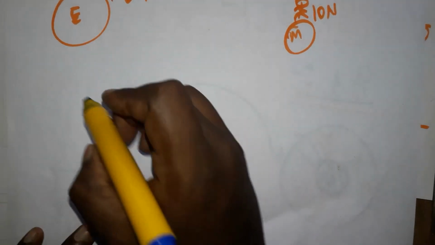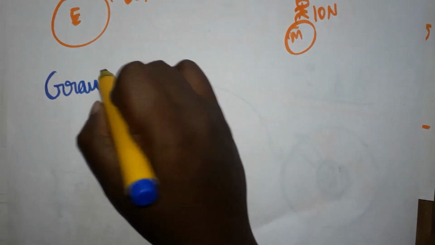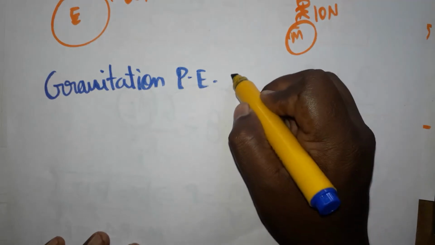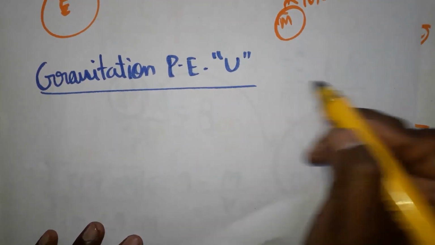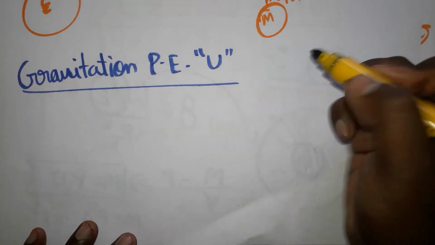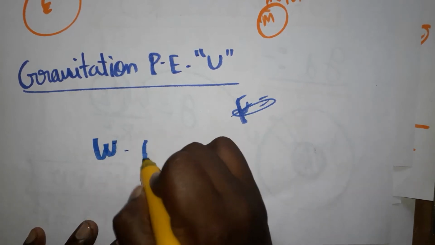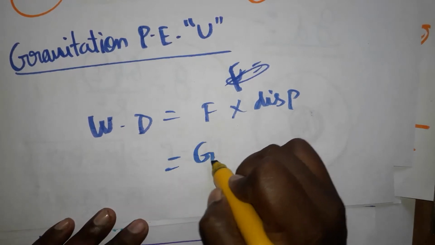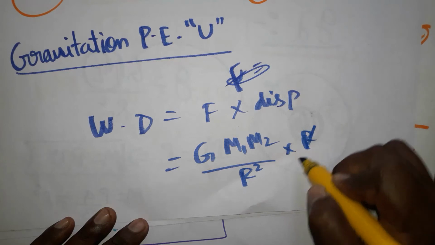We are going to discuss gravitational potential energy and gravitational potential. Gravitational potential energy, we can use the symbol U. It is the energy stored on the earth surface. First I'll give a simple trick for how to find the equation. Work done is equal to force into displacement. It's a very simple trick. The force is G times m1 m2 divided by r squared, and displacement, if we take it as r, one factor of r gets cancelled.